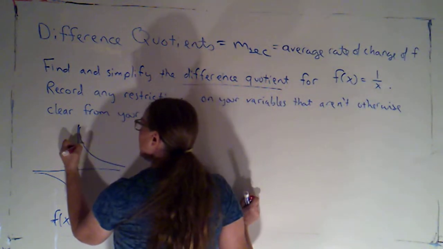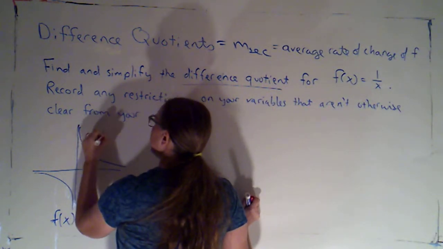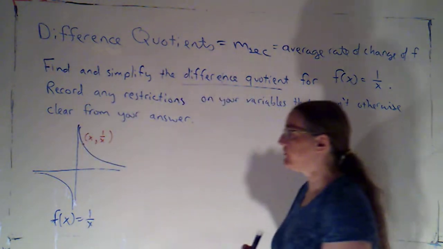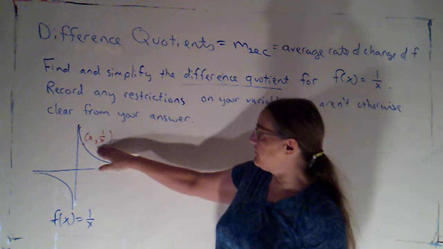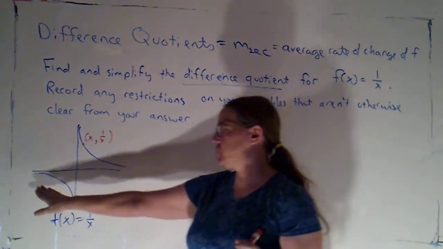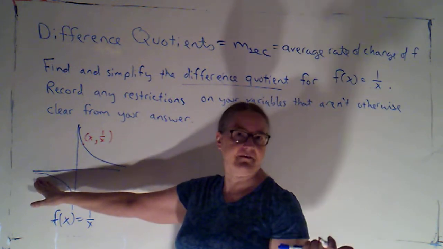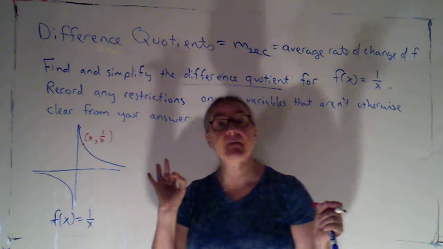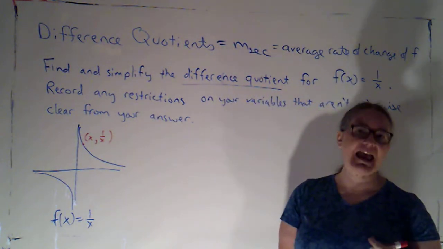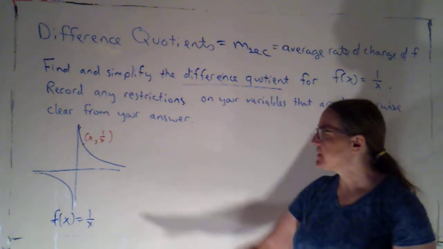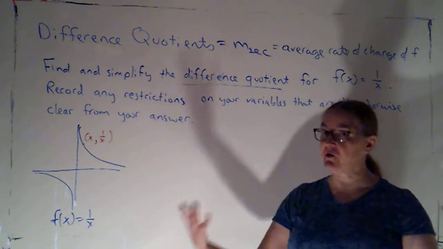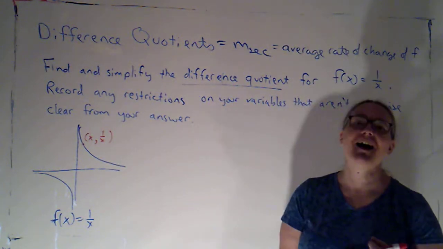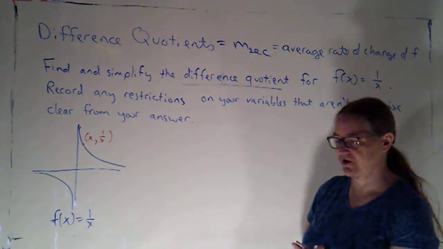So I'm going to have a point, x, and then the y value is 1 over x. Now I've chosen to put it over here on the right side of the graph. Could just as easily have put it over here on the left side of the graph. Because remember, there's nothing inherent in the name x that tells me whether x is positive or negative. So this represents a generic or an arbitrary point on the graph of the reciprocal function.